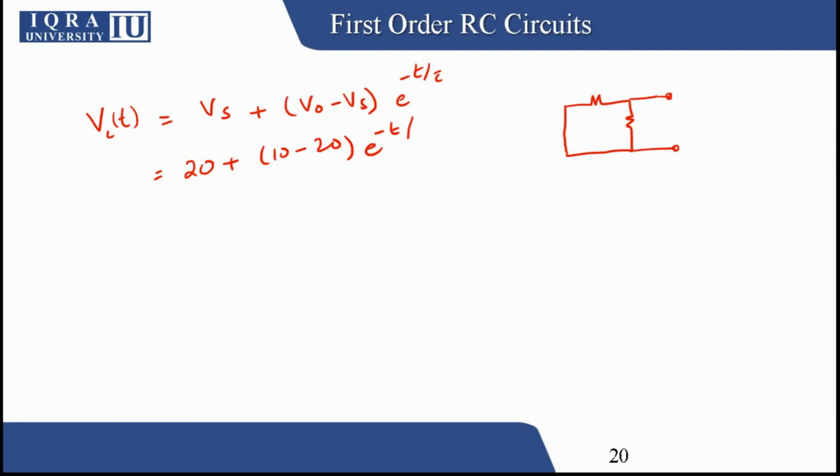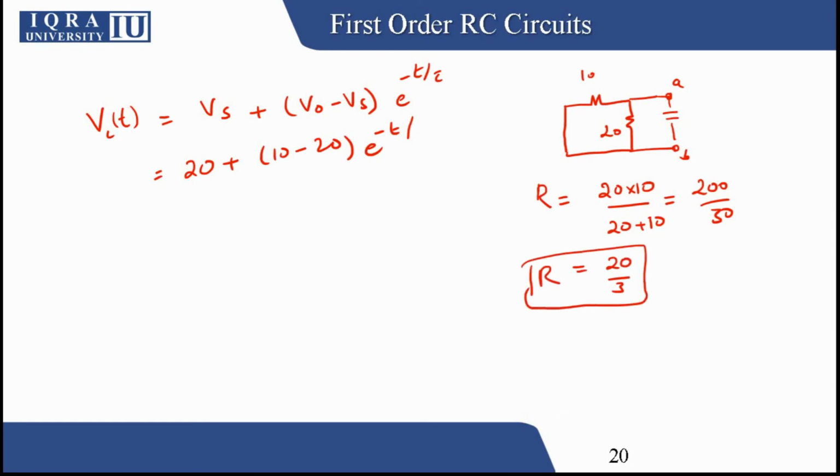So we want to calculate the resistance across A and B, which is where the capacitor is connected. So the resistance will be the parallel connection of the 10 and 20 ohm resistances. So the resistance R will be 20 multiplied by 10 divided by 20 plus 10, which is 200 divided by 30, which equals 20 by 3. That is your R.